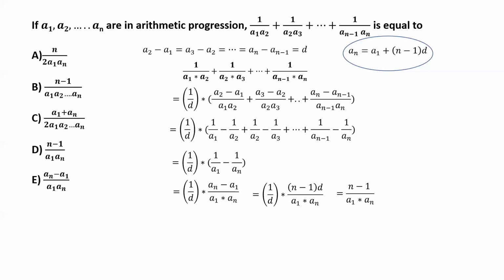And then going to the list of options that we're given, the correct choice will be option D, n minus 1 divided by a1 multiplied by an.